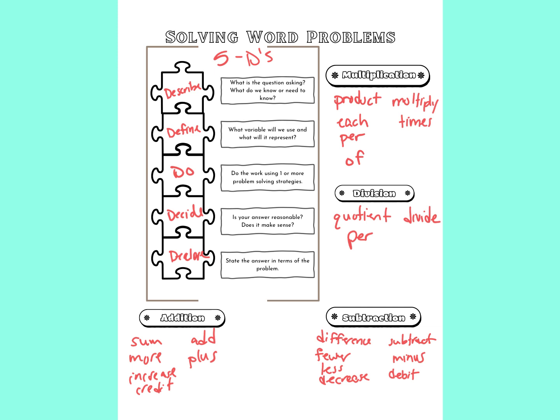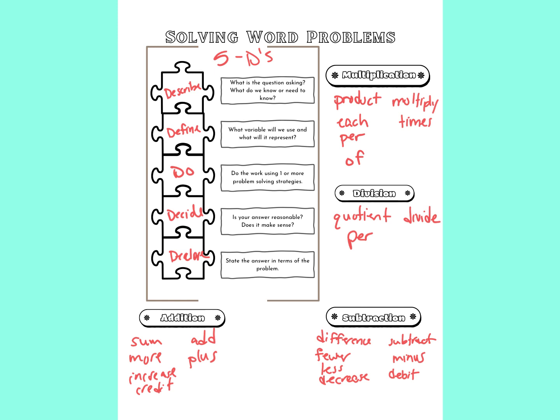So this might come in handy to have out while you're working on word problems. But again, every word problem is going to be different. So look for these key words within the problem. Really think about what is the problem asking. There might be some extra information that you don't need. And then if an answer you get doesn't make sense, go back to the beginning and reread the problem and see if you can figure out what you need to do.